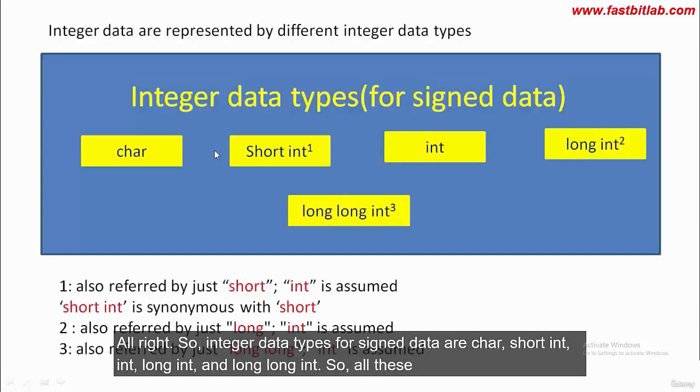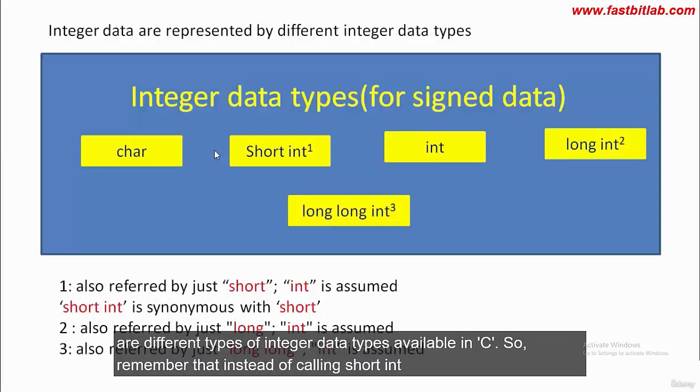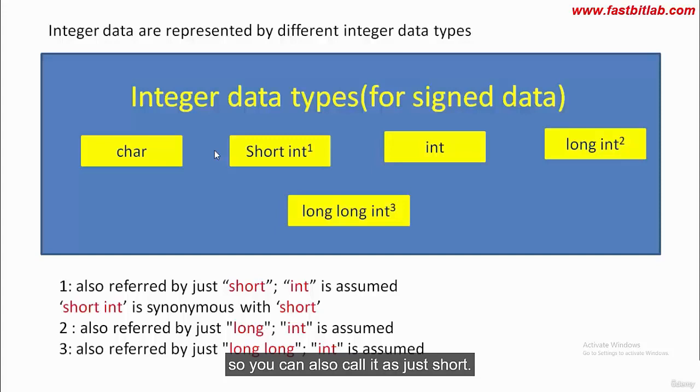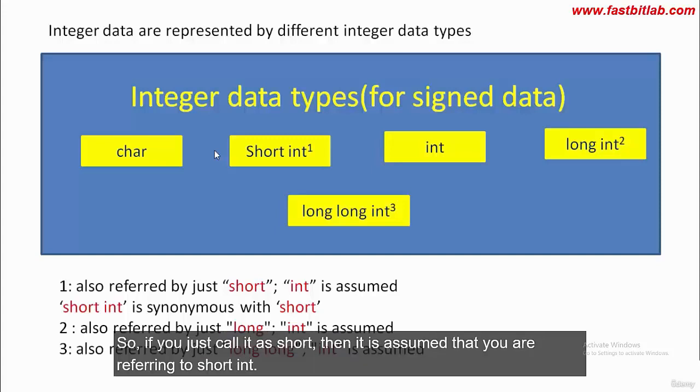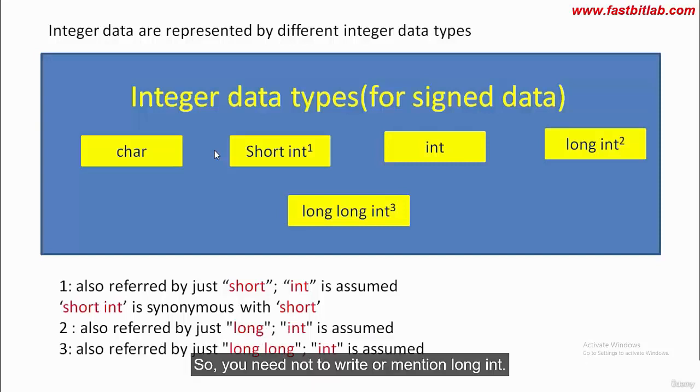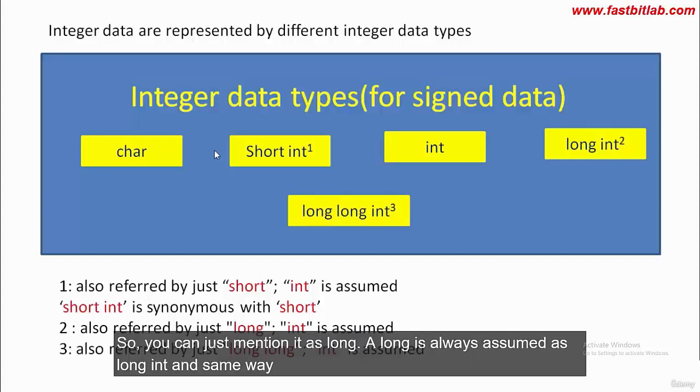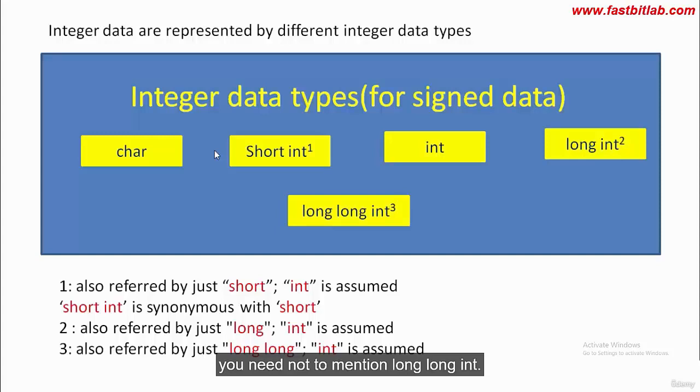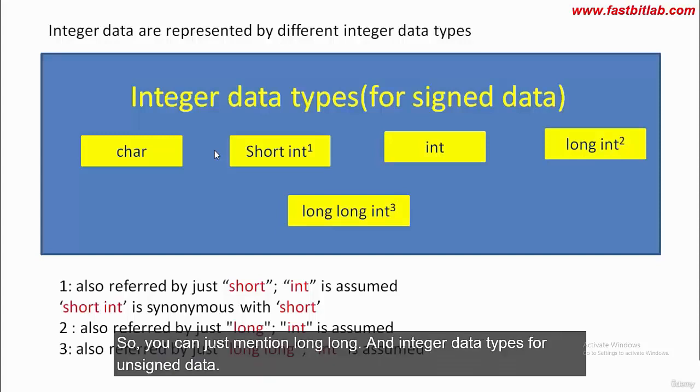All right, so integer data types for signed data are char, short int, int, and long int. All these are different integer data types available in C. Remember that instead of calling short int, you can also call it just short. If you just call it short, it is assumed that you are referring to short int. Likewise, you need not mention long int, you can just mention long. A long is always assumed to be long int. And the same way, for long long int, you can just mention long long.